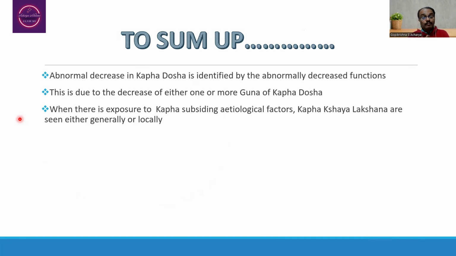To sum up, abnormal decrease in the Kapha Dosha is identified by abnormally decreased functions. So that is Kaphe Brahmaha, Shleshma Shayanam Shunyatvam, Hrudravaha Shlata Sandhita. This can be attributable to the decrease of either one or two or more gunas of Kapha Dosha. Snigdho Shito Gurur Mandash Lakshno Mrasna Stiraha Kapha. When there is abnormal exposure to Kapha subsiding etiological factors, we are going to observe Kapha Kshaya Lakshana, which may be seen either generally or locally.